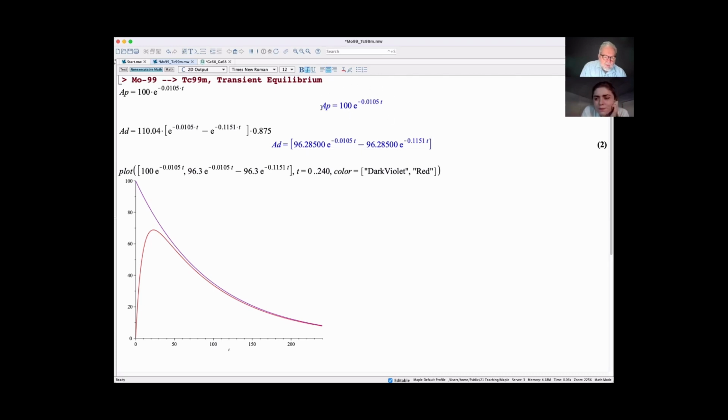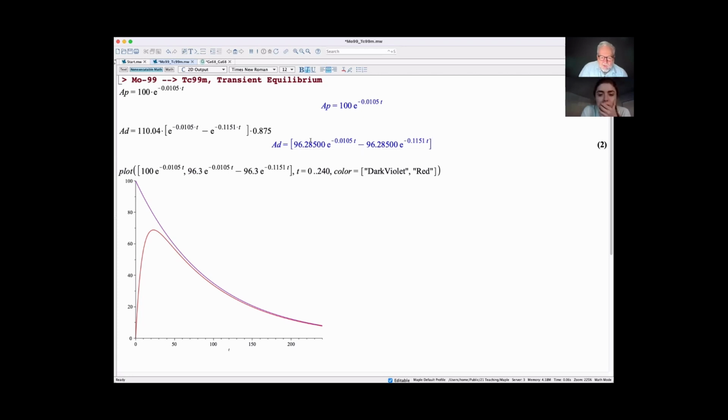So this is simply the equation of radioactive decay. Whatever the stated activity is on the generator, in this case I assumed it was 100 curies or gigabecquerels, whatever, and the decay constant, that will always give you this curve. Okay. And so the daughter, this is just the general Bateman equation.